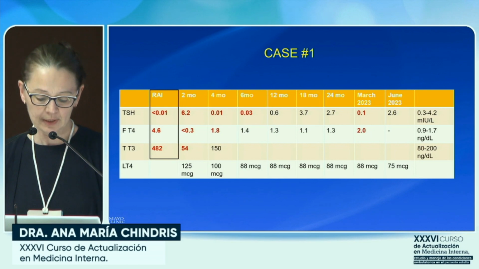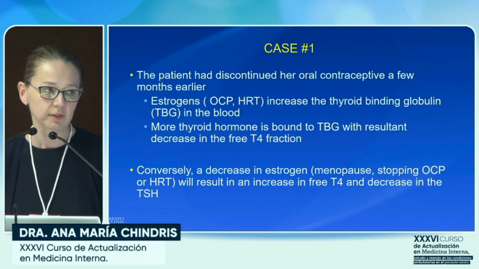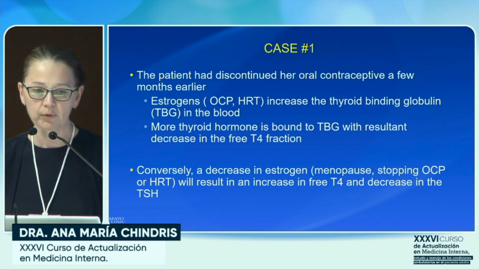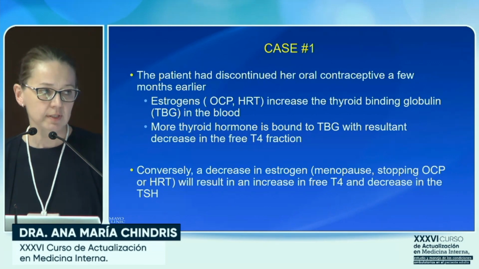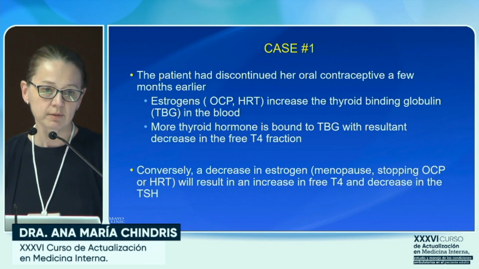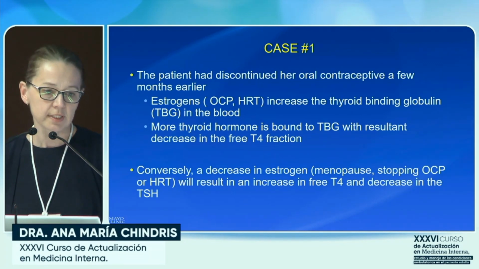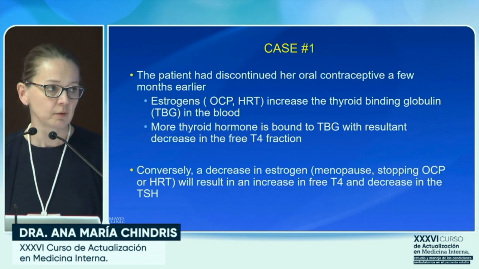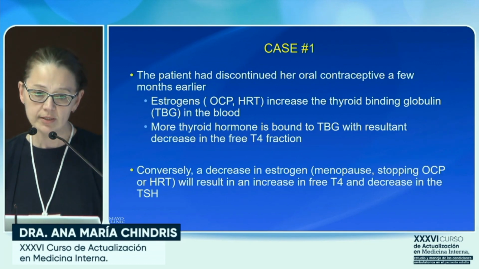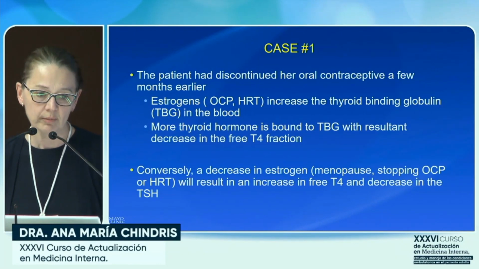So what happened there was actually she had discontinued her oral contraceptive a few months earlier. And what we know is that estrogens, whether it's oral contraceptives or hormone replacement therapy in postmenopausal women, lead to an increase in the thyroid binding globulin in the blood, which binds more of the T4, right? So in that case, you have less of a free fraction of T4 with a resultant increase in the TSH. The opposite situation we also see in women going through menopause, or like this, when her oral contraceptives were stopped or hormone replacement therapy stopped. That will result in an increase in the free T4 fraction with a resultant decrease in TSH.